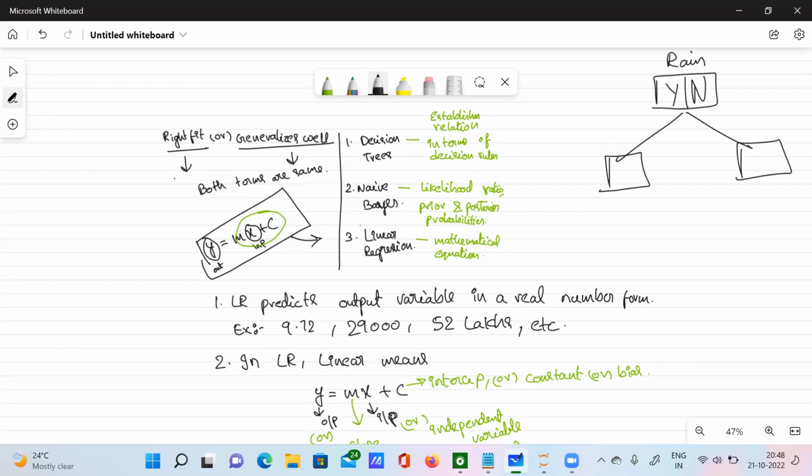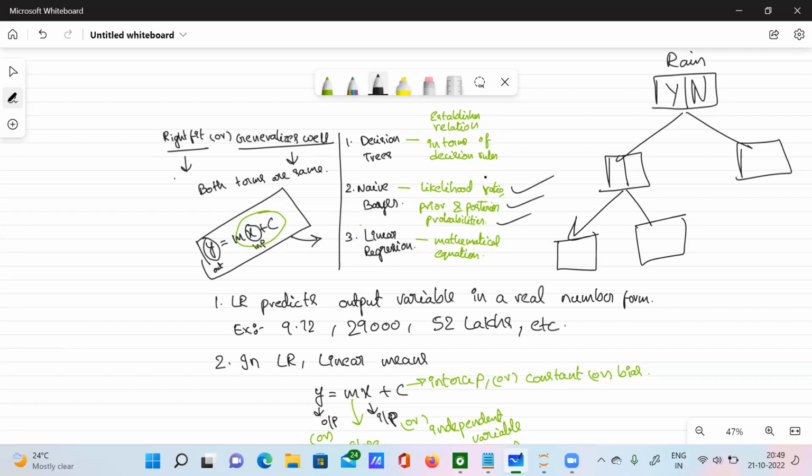If this condition is met, it will have some other condition. If this condition is met, it may go to some other decision rules, or if this condition is not met, it may go to some other decision rules. So this is an example of the decision tree pattern, because these are following decision rules. But in naive Bayes, these are following likelihood ratio and prior and posterior probabilities. I'll explain what all these mean in later videos. But for now, since the topic is linear regression, just focus here.